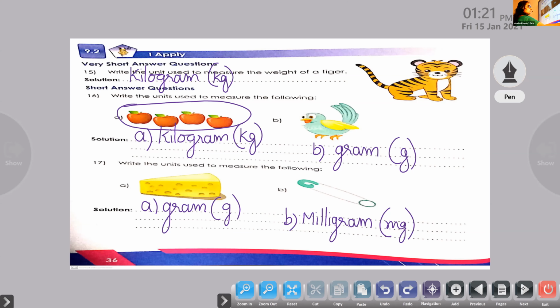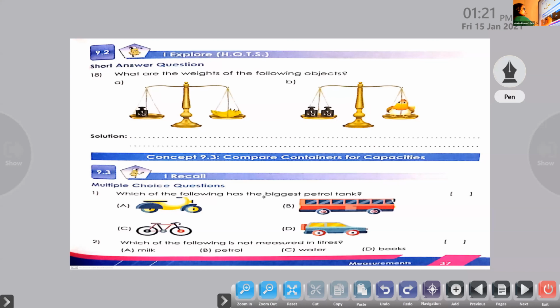Yes. Now next page. Page number 37. You have to tell me the weight of the objects which are given on one side, and on the other side, the weight is written. First, you tell me the name of the instrument that is used here. Janita. Simple balance. Very good. The name of that instrument is simple balance. Good. Srinanda, what is the weight of these bananas, dear? The weight is written on the other side.